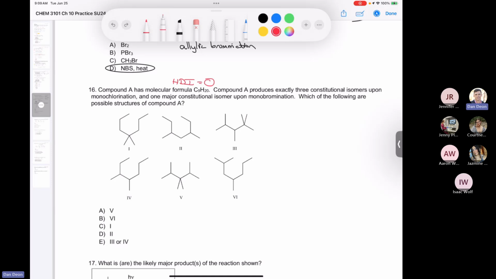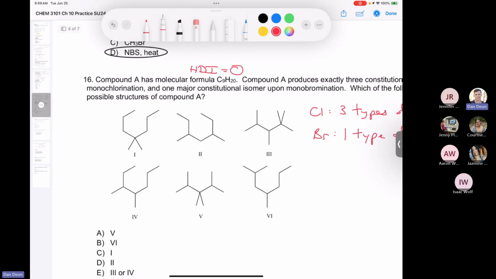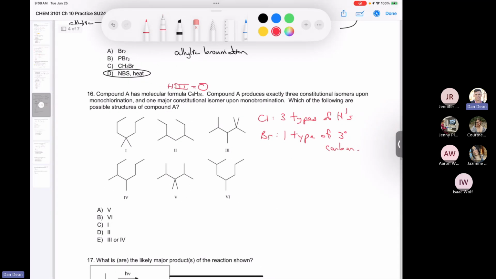Okay, so we're looking for 3 different sites of chlorination, so 3 different types of protons, and then only 1 spot that bromination would occur. So let's see here. For our chlorination, we're looking for 3 types of hydrogen atoms. And then for bromination, we're looking for 1 type of tertiary carbon. Now, why can I say just 1 type of tertiary carbon? Because there's no double bond, so I don't have to consider allylic or anything like that. So let's start with the bromine, and then we'll think about the chlorine after.